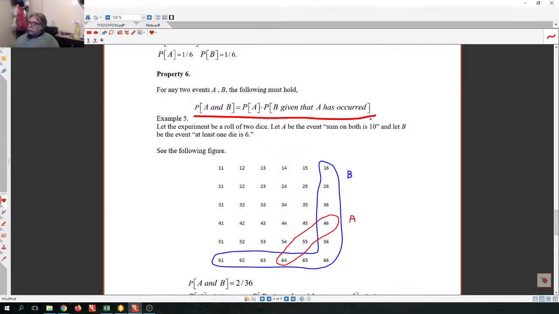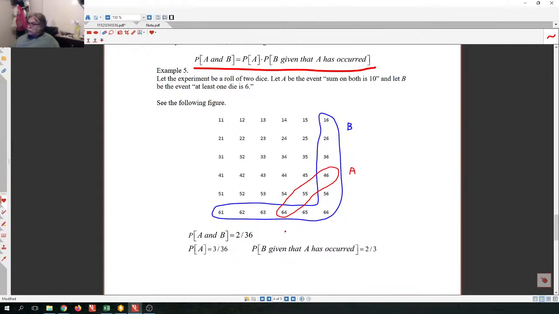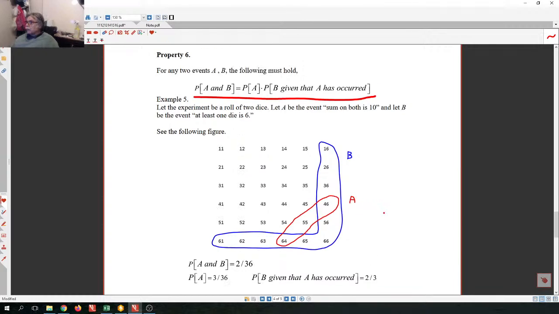Let's have the event A be the sum on both dice is 10. Sum 10 is 6 and 4, 5 and 5, 4 and 6. So that will be 3 out of 36. The probability of A is 3 out of 36. Let B be at least one die showing 6. Now we already have that, and that will be 11 out of 36. So the probability of B is 11 out of 36.